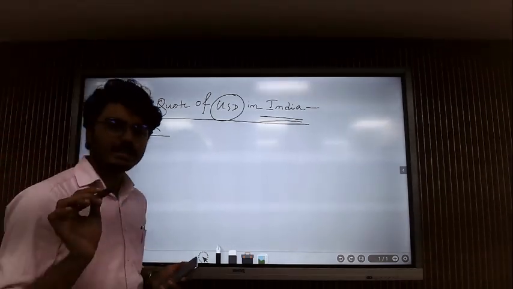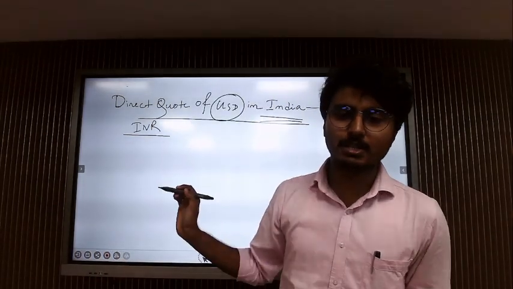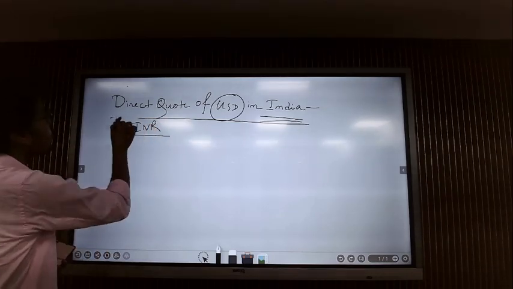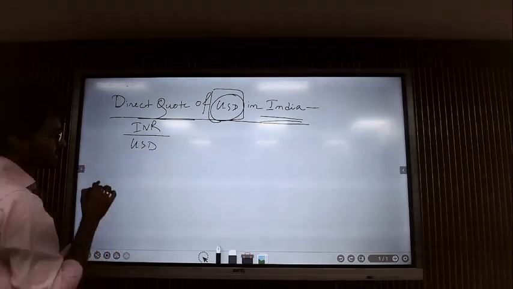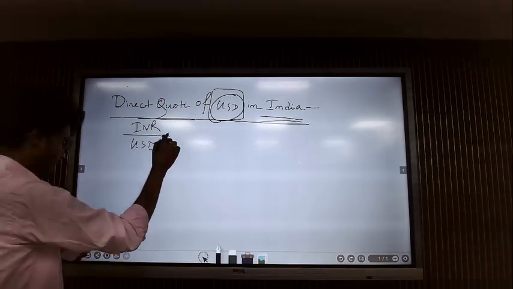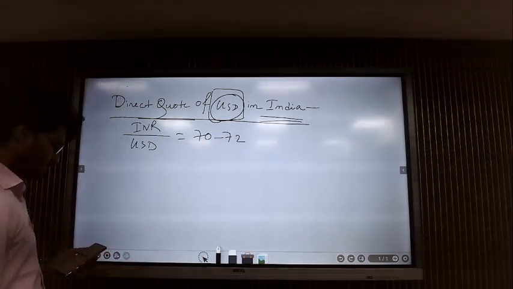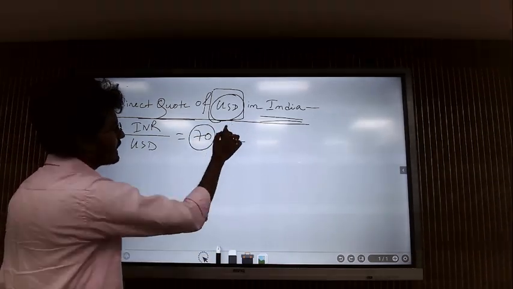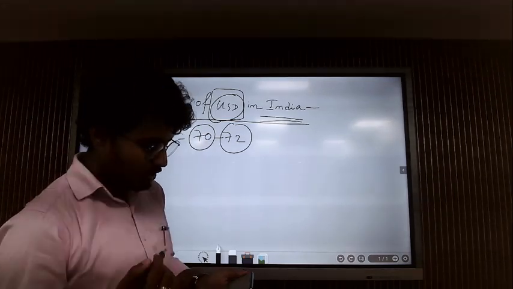The country's home currency must be in the position of numerator, that is INR. And the direct quote of USD has the base currency in the denominator. It is USD. So INR by USD equals 70/72. That means 70 is the bid rate and 72 is the ask rate.